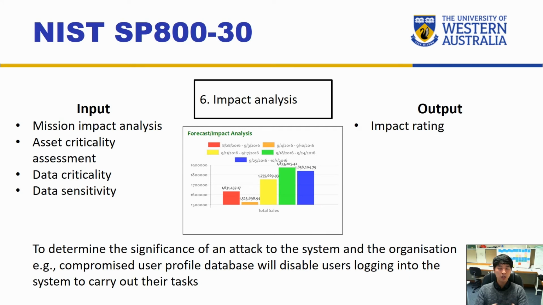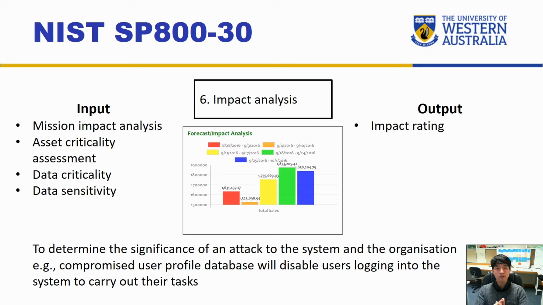So the outputs of those procedures are slightly different. Previously in the ISO, we produced the risk assessment report, but here what we're producing is an impact rating. However, they both capture similar aspects of the system, it's just that the perspective is slightly different.